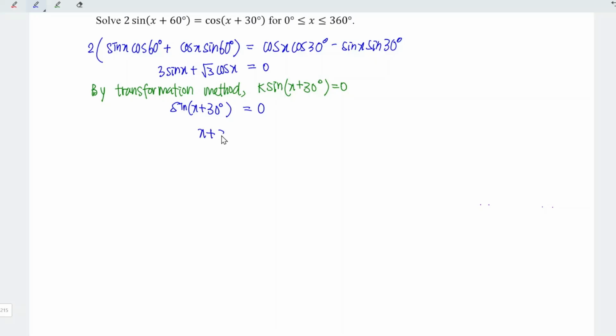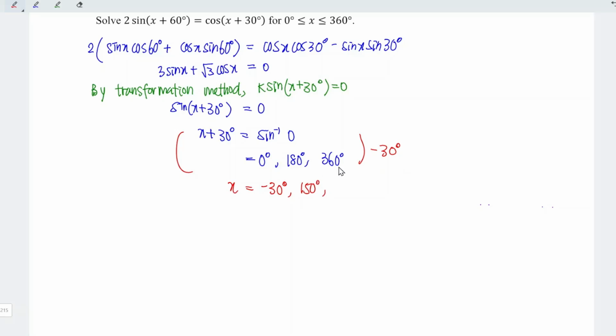So we have x plus 30 degree is equal to arcsine 0, which means that we have 0 degree, 180 degree, and 360 degree. Now let's subtract 30 degree from the entire equation. So plus 30 degree minus 30 degree equals 0, 0 plus x, we have x, and this is equal to 0 degree minus 30 degree, so negative 30 degree. Next, we have 180 minus 30, which is 150. And the last one, we have 360 minus 30, which is equal to 330.